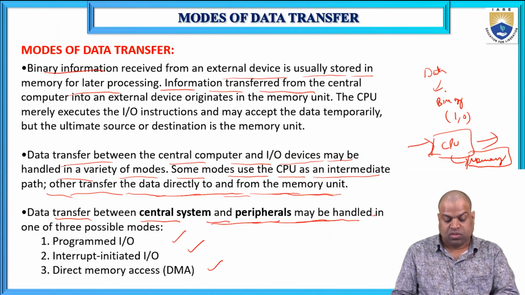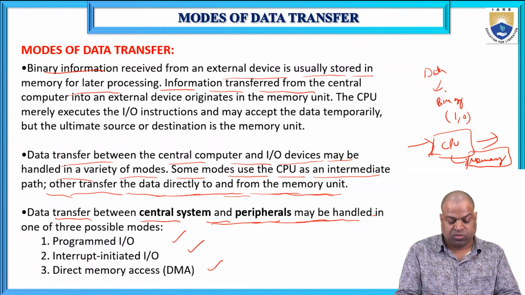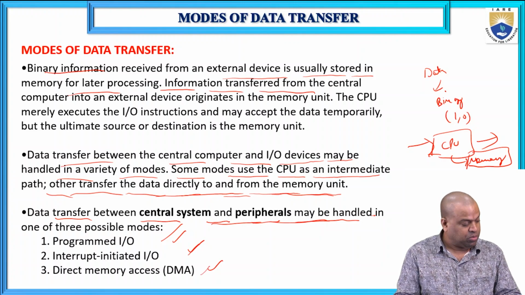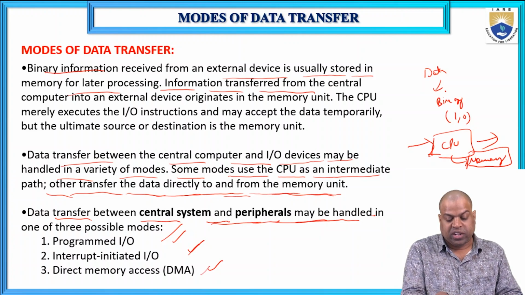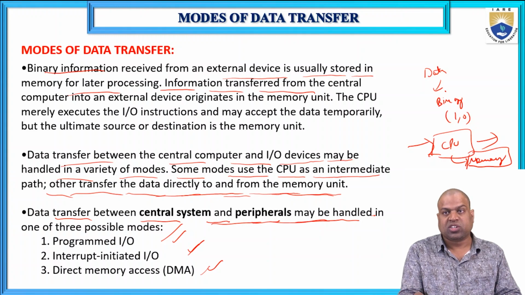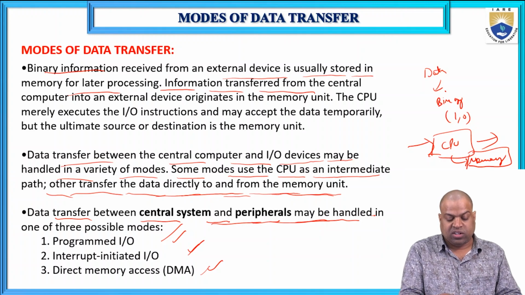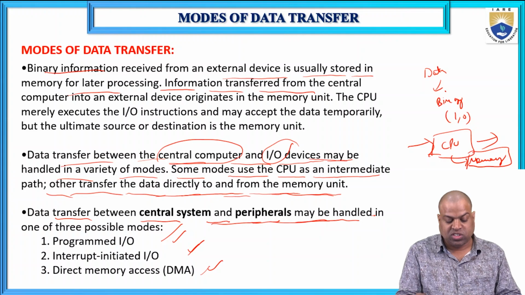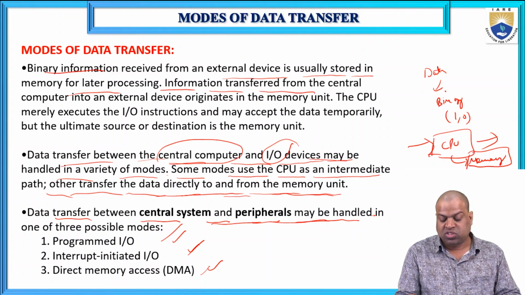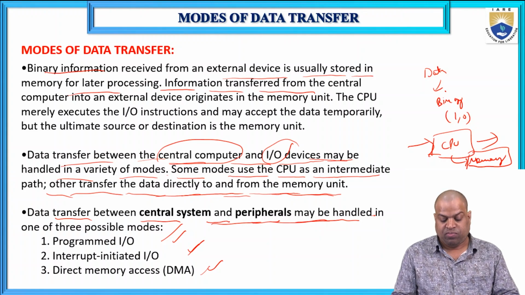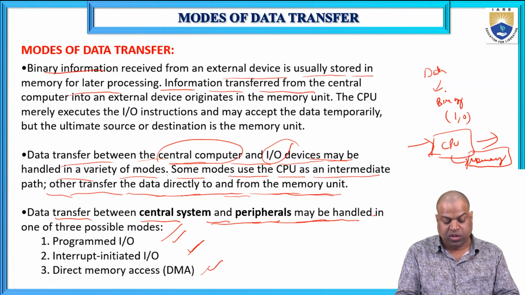So modes of data transfer: there are three types of data transfers: programmed, interrupt initiated, and direct memory access. The binary information received from an external device is usually stored in memory for later processing, and the data transfer between the central computer and input output devices may be handled in a variety of modes. Some modes use the CPU as an intermediate path, others transfer the data directly to and from the memory unit.